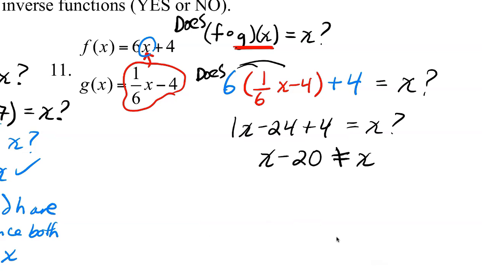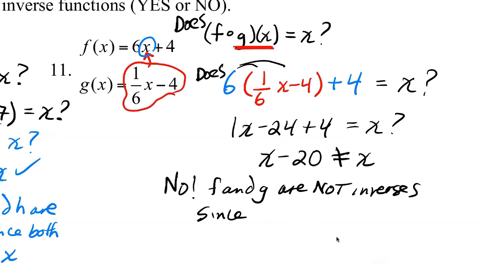Those are not equal. So at that point, we don't have to do the other composition. If one of them doesn't work, then it doesn't really matter to do the other one. We can say no, f and g are not inverses, since the composition f of g of x does not equal the identity x.